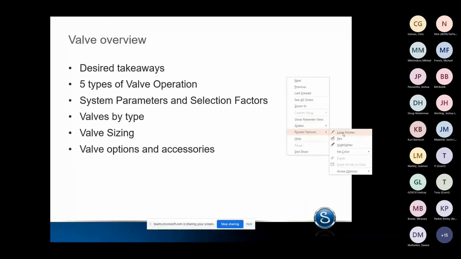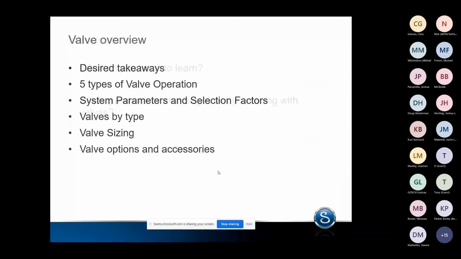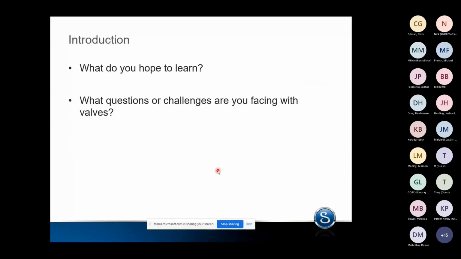So, real quick, if there's anything that you guys want to know about, if there's anything you want to make sure that I address, again, please let me know. Please add that into the text box so that we can take care of those, as well as any challenges that you're facing, either in selection or performance or otherwise. We want to make sure that we have those listed so that we can address them throughout the presentation.